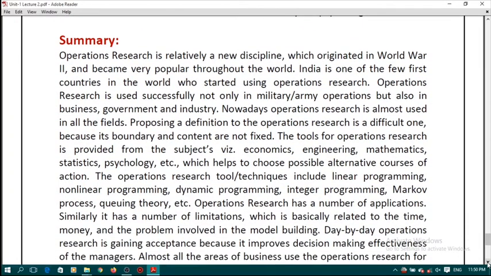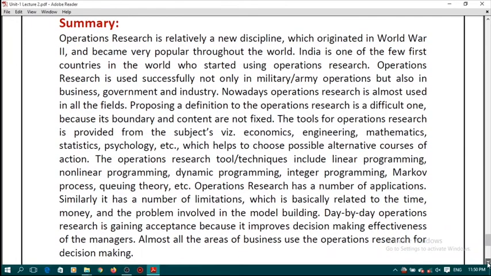So let's summarize all these things of OR here. Operation research is a relatively new discipline which originated in World War II and became very popular throughout the world. India is one of the first few countries in the world that started using operation research. Operation research is used successfully not only in military or army operations but also in business, government, and industry. Nowadays, operation research is used in almost all fields.